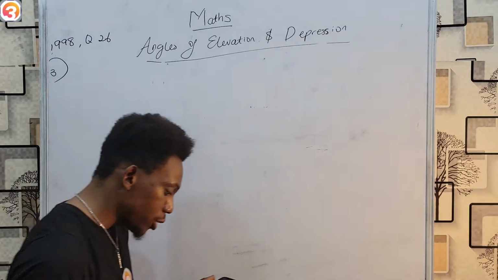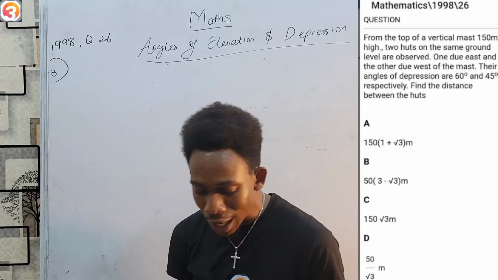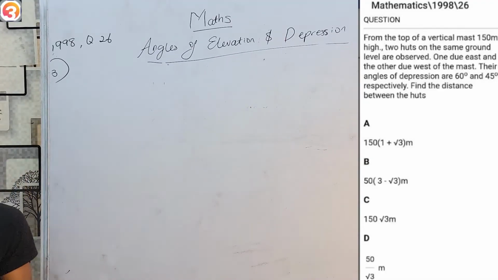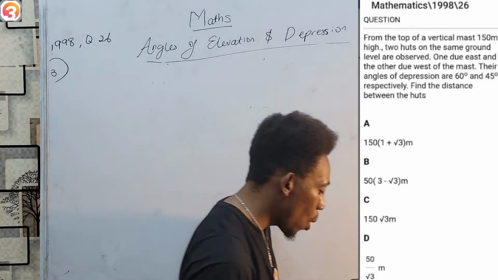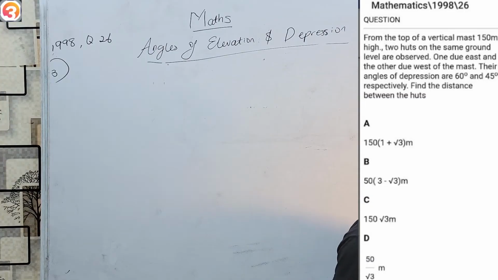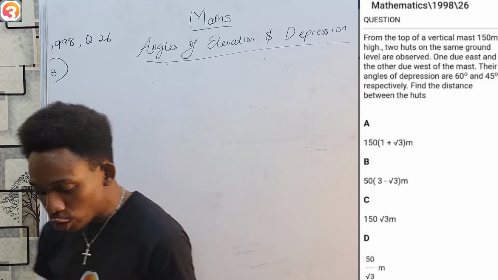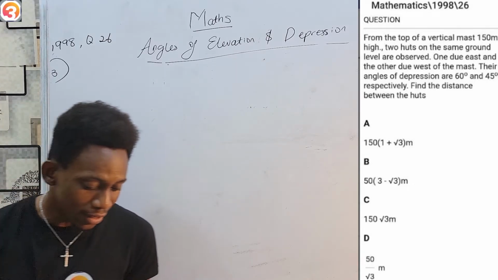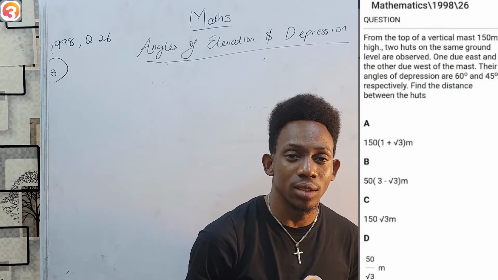Okay, now let's read this one first before we start. From the top of the vertical mast, 150 meters high, two huts on the same ground are observed. One due east and the other due west of the mast. Their angles of depression are 60 degrees and 45 degrees respectively. Find the distance between the huts.